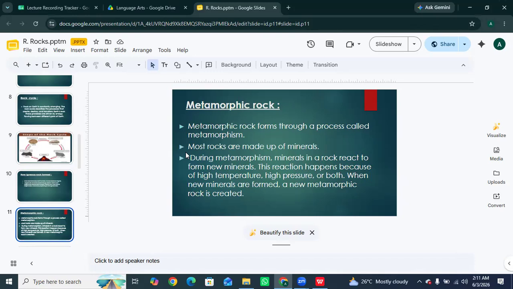So metamorphic rocks are made through metamorphism. Extreme heat and intense pressure squeeze existing rocks, causing their minerals to chemically react and change into completely new minerals. In simple words, metamorphic rocks are baked and squeezed rocks. Intense heat and heavy pressure cook an old rock until it morphs into a brand new type.